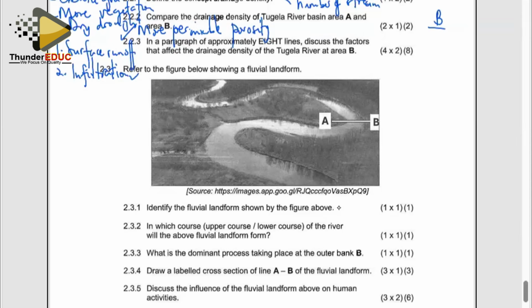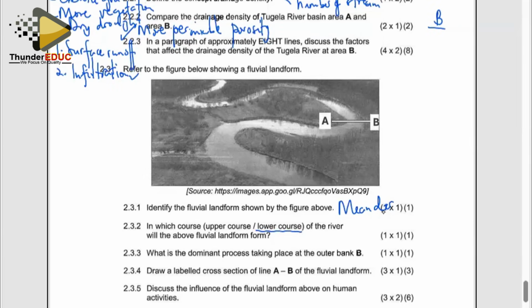Identify the fluvial landform shown in the figure. That is a meander. We've talked about that. A meander is basically a bend along the river channel. So we have indicated that it's a meander for that reason. In which course, upper course or lower course of the river, will we have the above landform? It forms in the lower course. We cannot have meanders in the upper course.